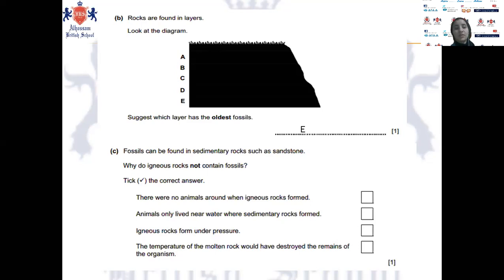Excellent, Muaz. We said there are three types of rocks: igneous, sedimentary, and metamorphic. The only kind of rock which contains fossils is sedimentary rock. He asked why we can't find any fossils in igneous rocks: because igneous rocks are formed by solidification of magma. The temperature of the magma is very high, so it will destroy any remains of organisms.